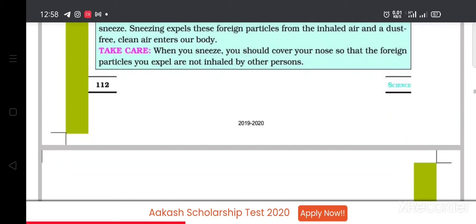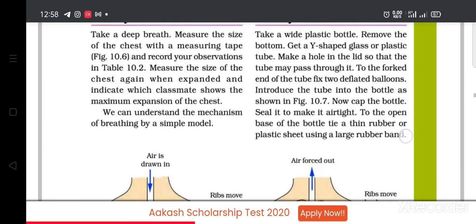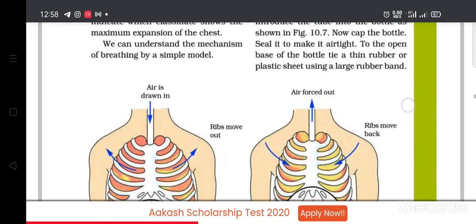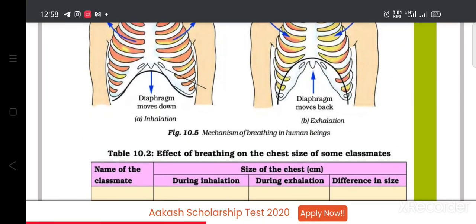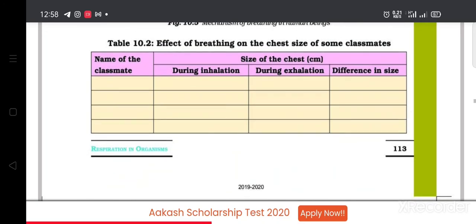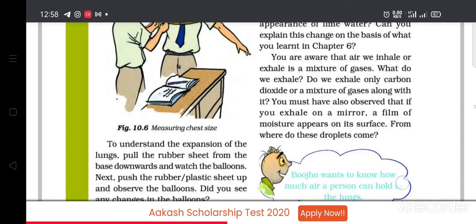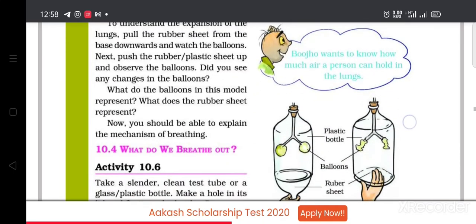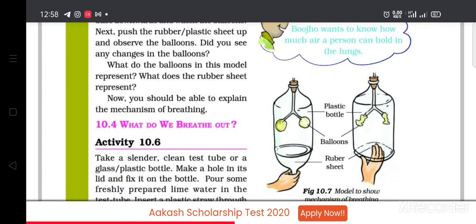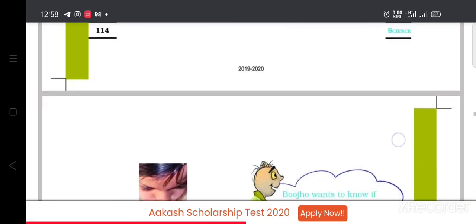Children, we will see about all these things again as an activity. 10.4 and 10.5 are related to deep and short breath. You can see inhalation and exhalation, and the size of the chest increasing, decreasing. Here we have come to almost the last part of the chapter, and this activity 10.6 will be left. This we will discuss in our live class.